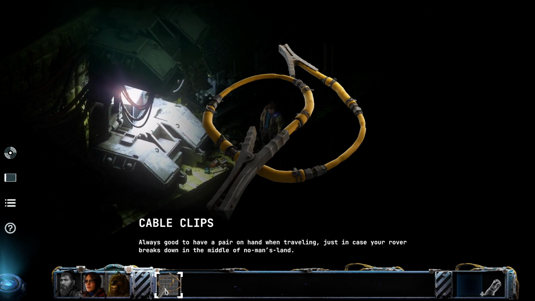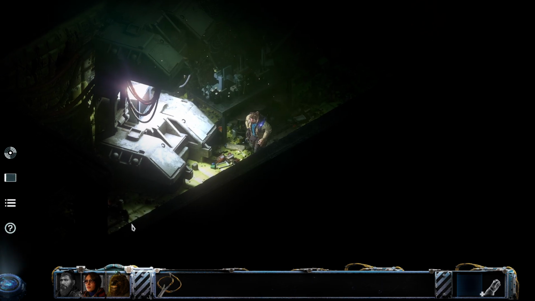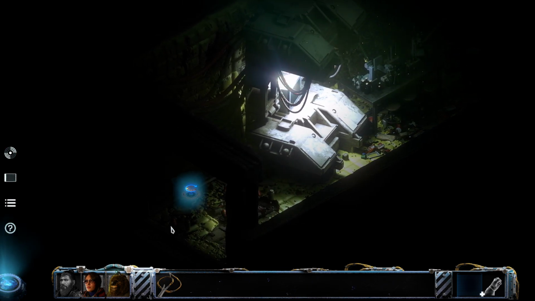You know, this says cable clips. Does it mean jumper cables? Just in case your rover breaks down in the middle of no man's land? This might be what Moses needs to get that door open.